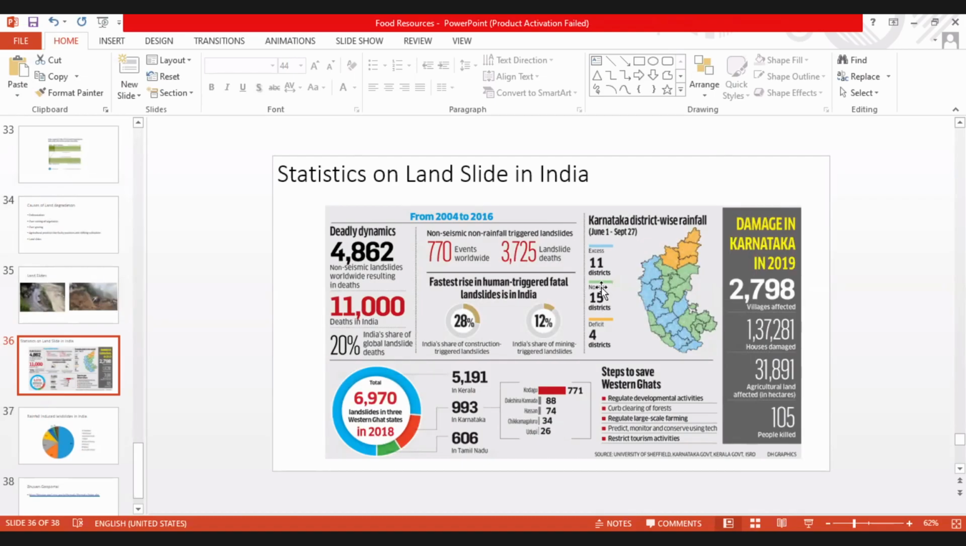So basically, the steps that should be taken are: regulate developmental activities, curb clearing of forests, and regulate large scale farming, because large scale farming also does not help hold up the soil. Although it can provide green cover and preserve the topsoil, the strength which forest land provides to hold the soil is not provided in farming. Predict, monitor, and conserve using technology.